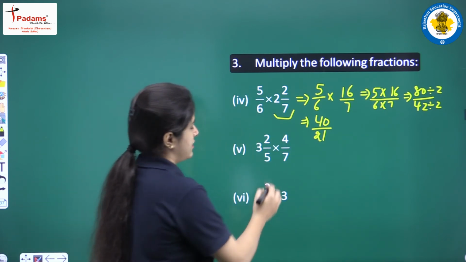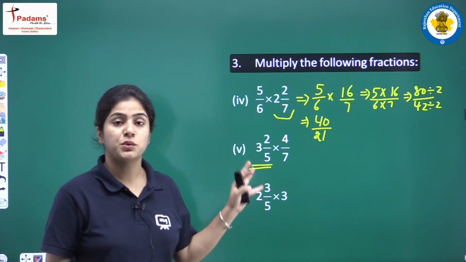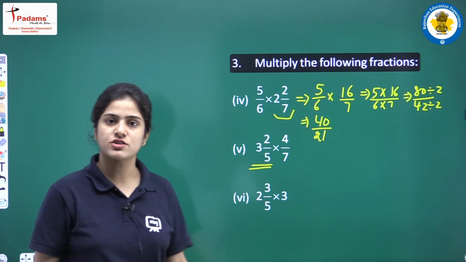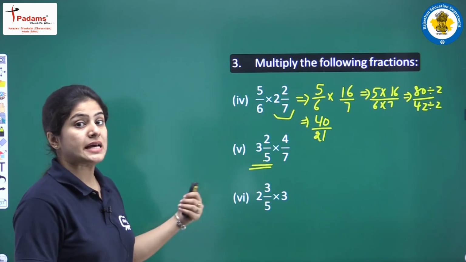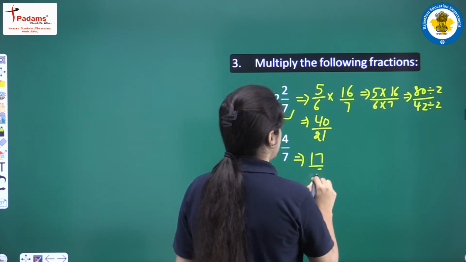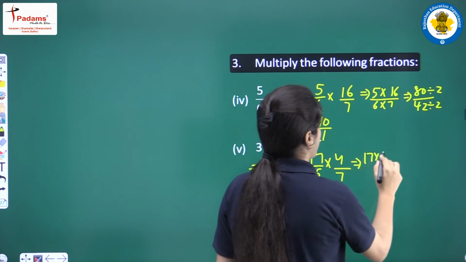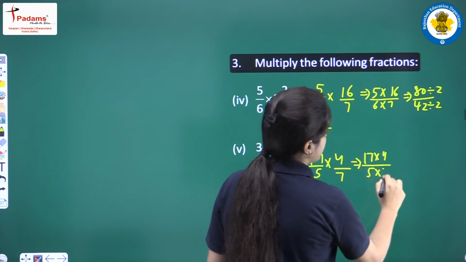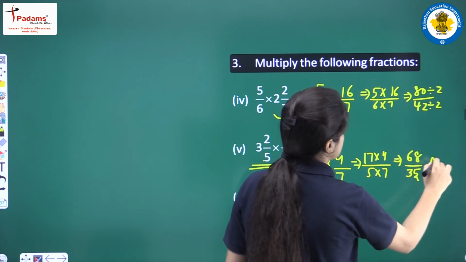It is a mixed fraction, so you have to convert this mixed fraction into the improper fraction, right? So 3 into 5 is equal to 15, 15 plus 2 is equal to 17. So 17 upon 5 into 4 upon 7, 17 into 4 upon 5 into 7, 68 upon 35. Alright students, so this is your answer.